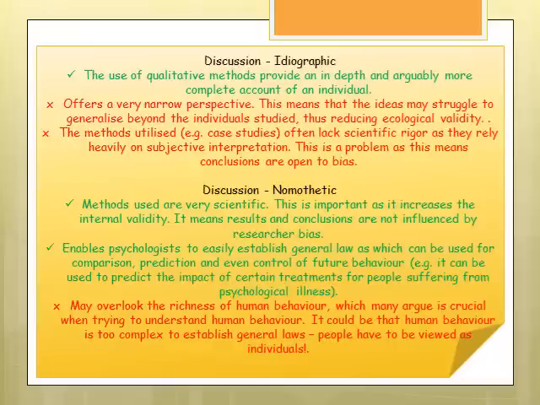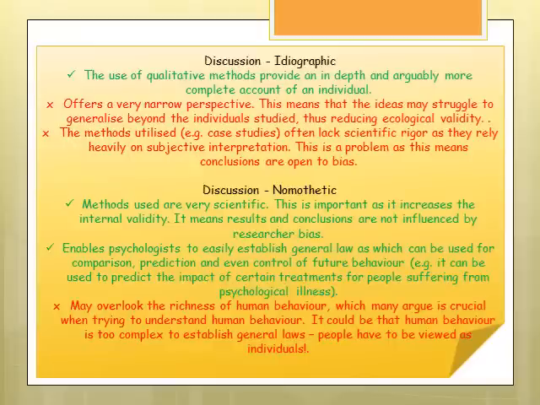The nomothetic approach though, so we can switch these around, the one that was the weakness of the idiographic becomes the strength of the nomothetic. So the strength of the nomothetic approach is that the methods used are very scientific. It's important as it increases the internal validity of the results, and it means the results and conclusions are not influenced by researcher bias.